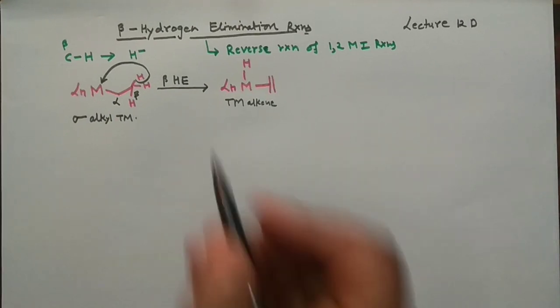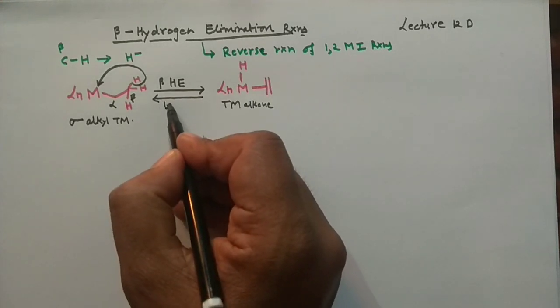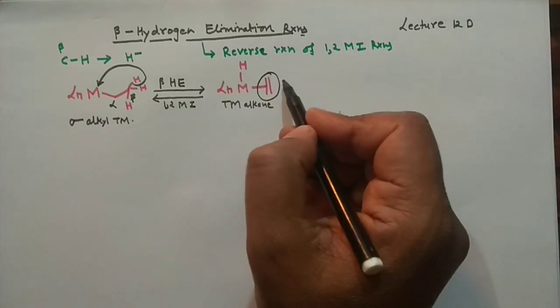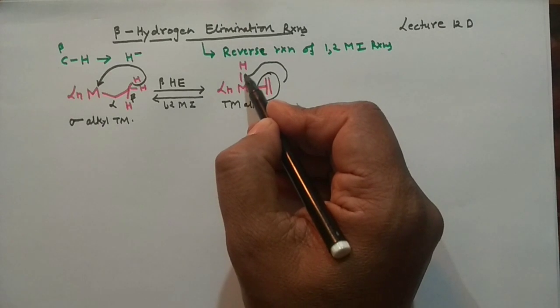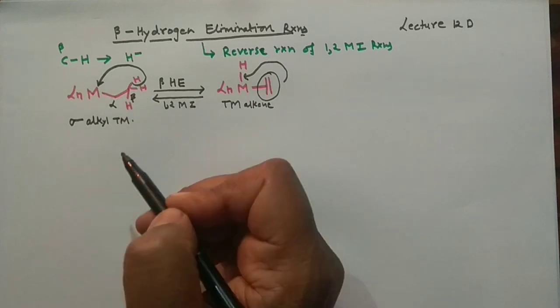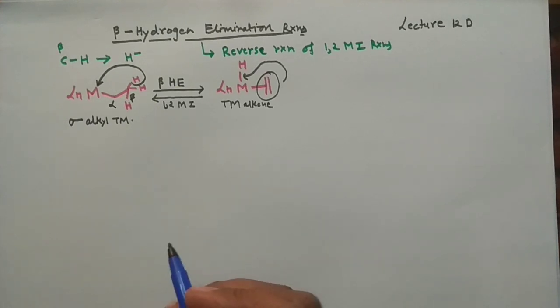So this is your beta hydride elimination reaction. And if you do the reverse reaction, that is the 1,2 migratory insertion reaction, what will happen? This alkyl part will be inserted between this metal and hydrogen bond, and this would now become this particular compound. So this is how you can have an idea about your beta hydride elimination reaction. Very quickly we will see a simple example which will explain the various terms and features involved in the beta hydrogen elimination reaction.